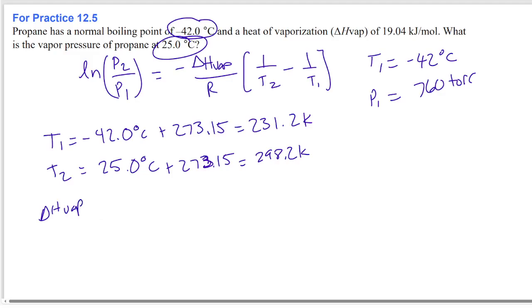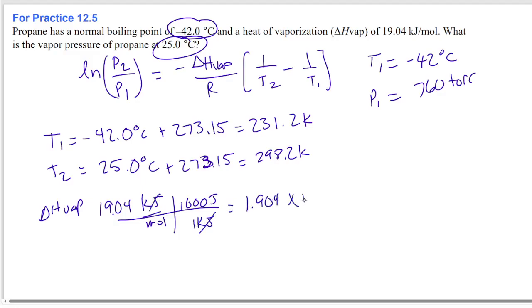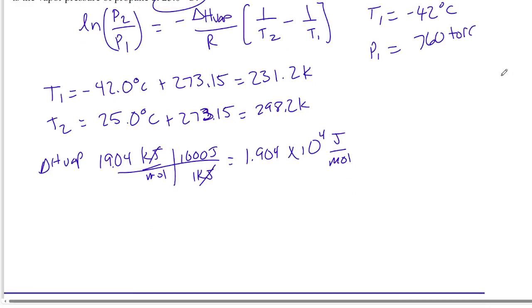All right, and so now our delta H of vaporization, we're going to convert that to joules because R is given with the units of joules, so we need to convert it. 19.04 kilojoules per mole. And we know that 1,000 joules is 1 kilojoule. So kilojoules cancels, and we get 1.904 times 10 to the 4th joules per mole. All right, and we know that our P1 is 760 torr. So we're ready to plug in.